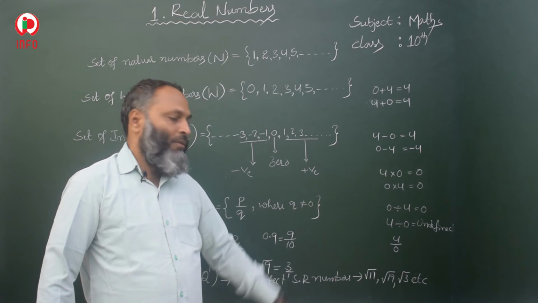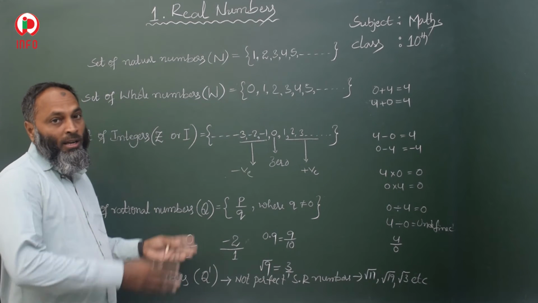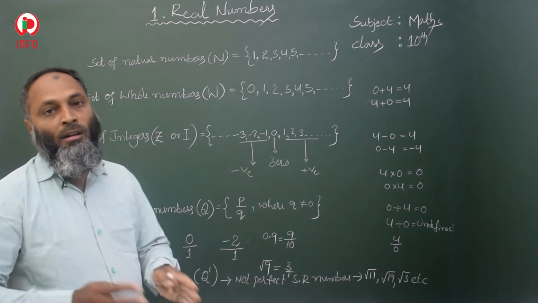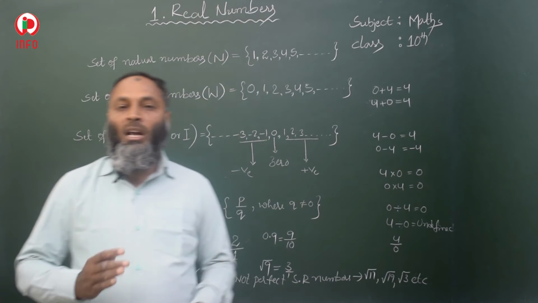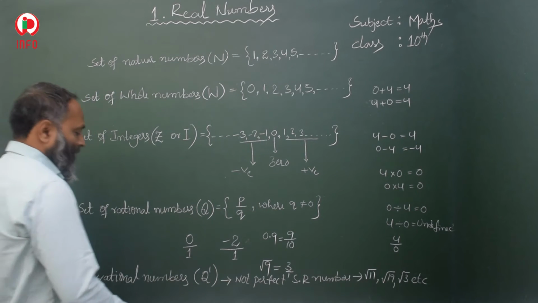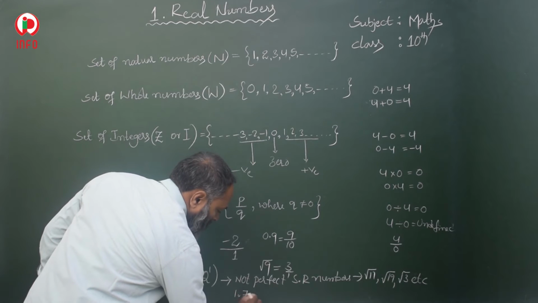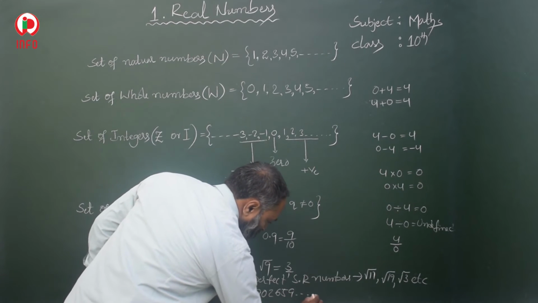Which other type of numbers are irrational numbers? Other than perfect square roots, the decimal numbers which are neither terminating nor repeating are irrational numbers. For example, take the decimal number 1.73902659, which continues like this.